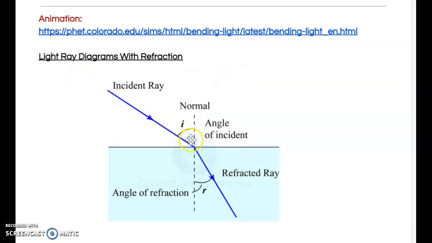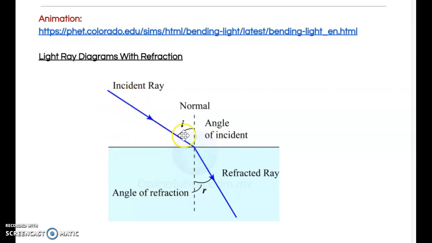You have your incident ray, similar to what you would have in a mirror. You have your normal, okay, which is similar to your plane mirror reflection as well. You have your angle of incidence, which again is similar to your plane mirror diagram as well. Okay, and then you have this line right here, and this line is the line at which you change from one medium to another medium. In this case, we can call this air up here, and we can call this water down here. Okay, and this is the line that separates that.